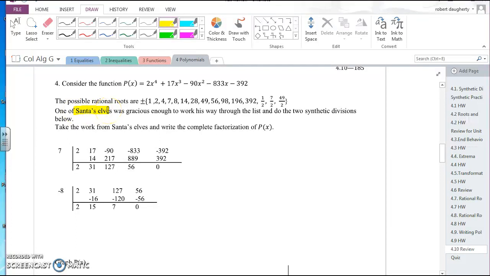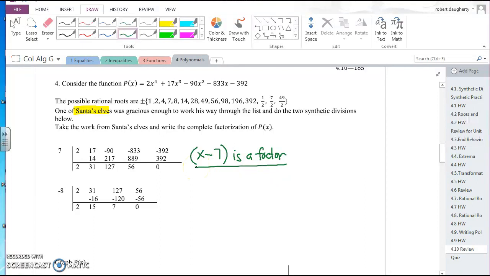Consider the polynomial 2x to the fourth plus 17x cubed minus 90x squared minus 833x minus 392. The possible rational roots are this long list. One of Santa's elves was gracious enough to work his way through the list and do the two synthetic divisions below. Okay, so I can look at this immediately without much work and tell you that x minus 7 is a factor. I didn't have to do the work, somebody did it for me.